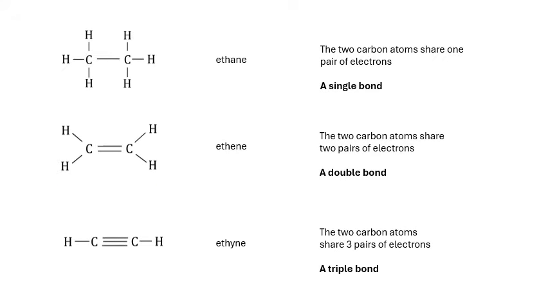Going back to ethene, you've got ethane is a single bond, ethene is a double bond, which is 2 pairs of electrons, and then you've got ethyne, which is a triple bond, 3 pairs of electrons. It's interesting to look at how many hydrogen atoms are involved in each case. Yeah, so single bond, double bond, triple bond.